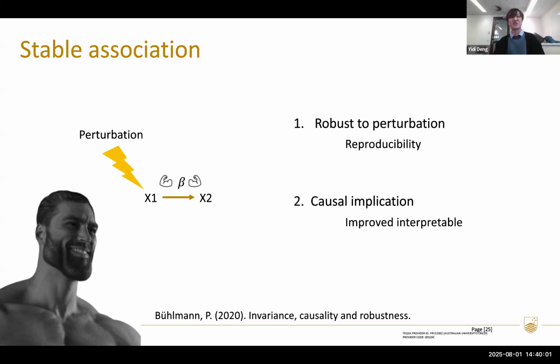And also, stable association has causal implication. Why is that? Because physical causality is a physical law that is mostly stable. So we use stable association to approach causality, but we can't say stable association is causality. And this improves our interpretability of the measured co-expression. Otherwise, if you just use correlation, what does it mean?